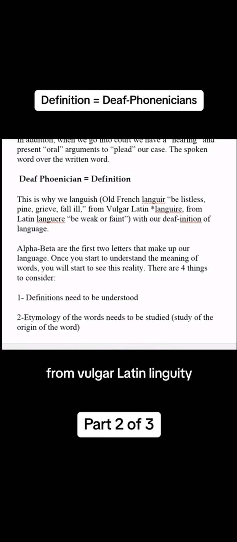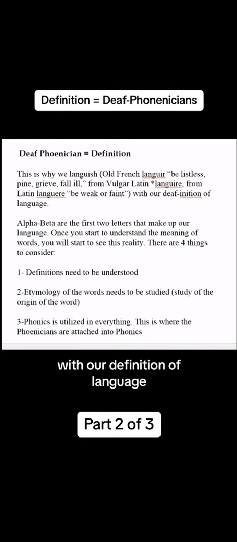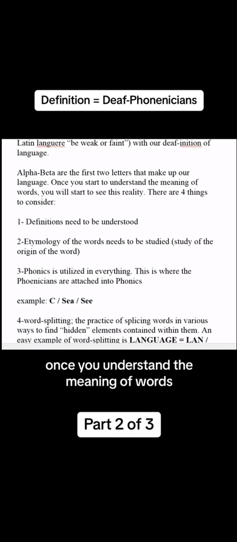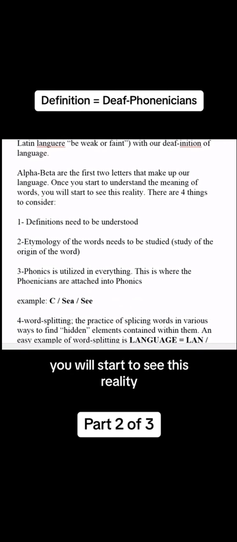From vulgar Latin languere, from Latin linguere, to be faint or weak, with our definition of language. Alpha, beta are the first two letters that make up our language. Once you start to understand the meaning of words, you will start to see this reality.